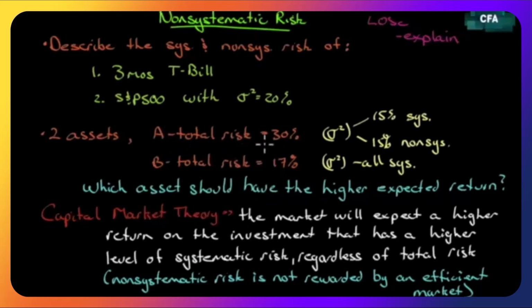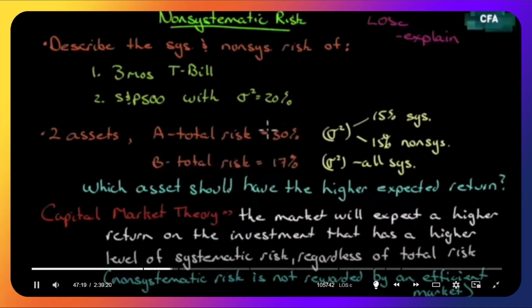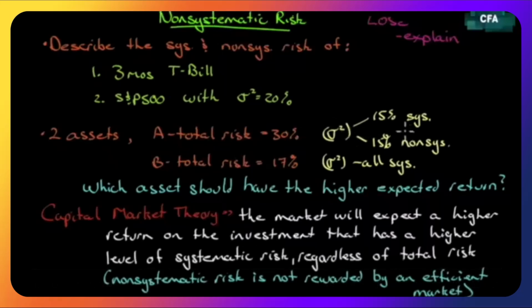Asset A has total risk, total variance, of 30%, and asset B has total variance of 17%. We'll get to how we arrive at these conclusions, but let's just say that we know this for now. Asset A has variance of 15% systematic and 15% non-systematic. Asset B is all systematic risk, none of it non-systematic. So A clearly is riskier, with variance of 30%, versus B at 17%. The question is, which asset should have the higher expected return?